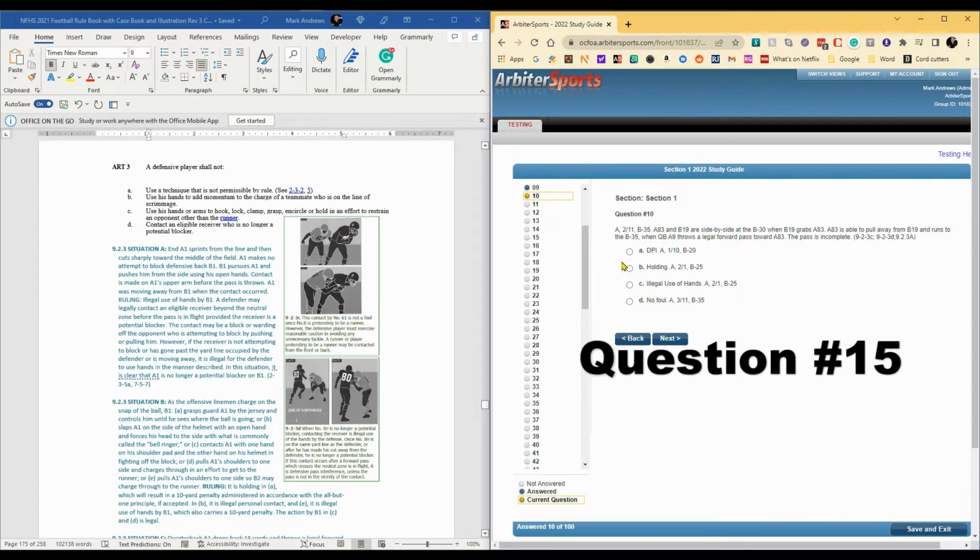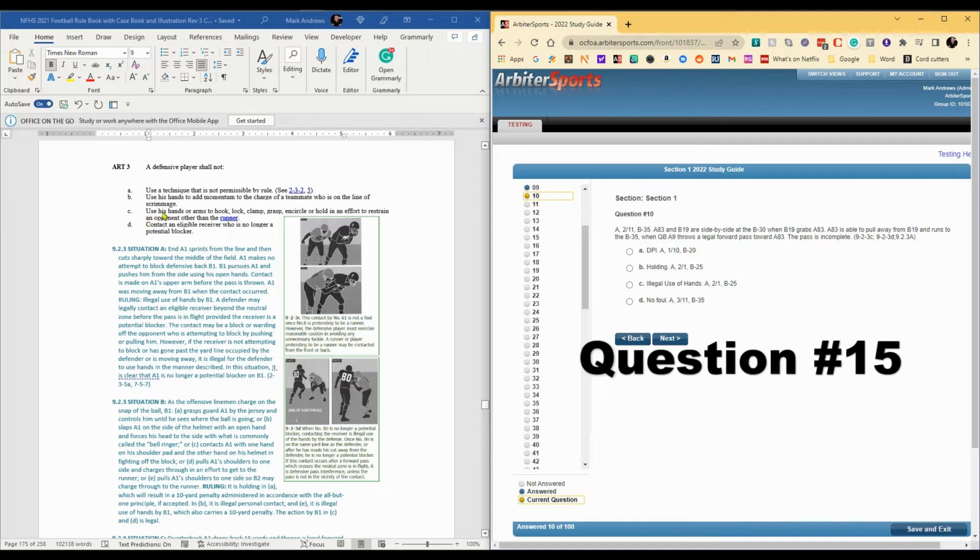Question number 10. 2nd and 11 at the B35. A83 and B19 are side by side at the B30 when B19 grabs A83. A83 is able to pull away from B19 and runs to the B35 when quarterback A9 throws a legal forward pass to A83. The pass is incomplete. So the rules reference is 9-2-3 C and D, and 9-2-3 says a defensive player shall not, and there's 4 things that he can't do.